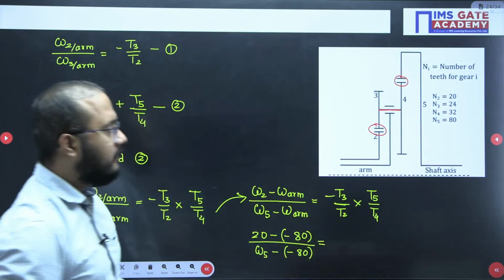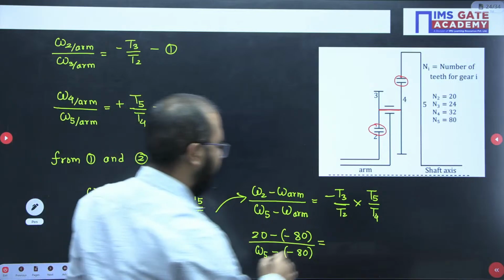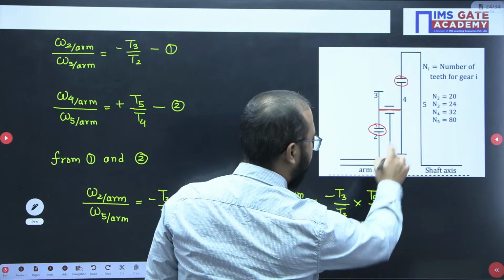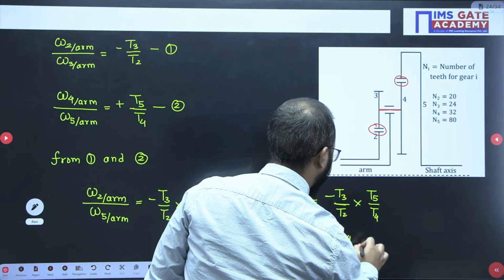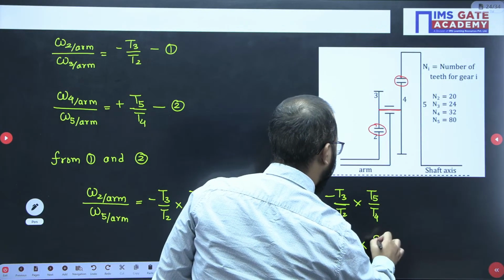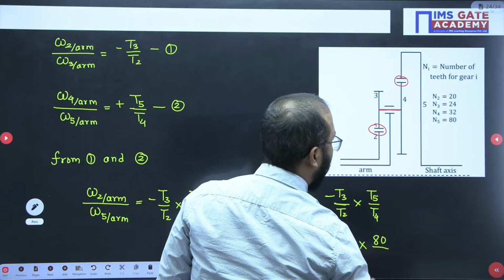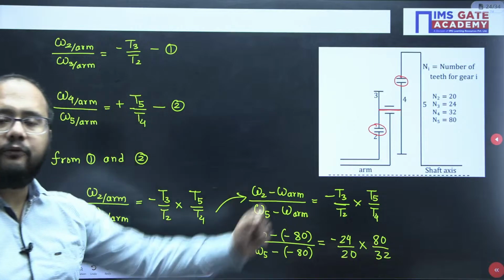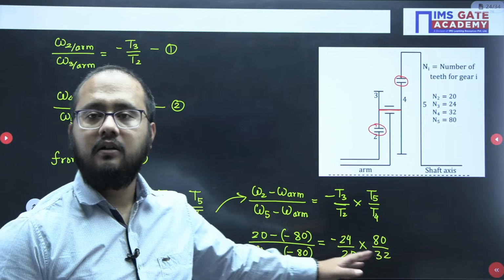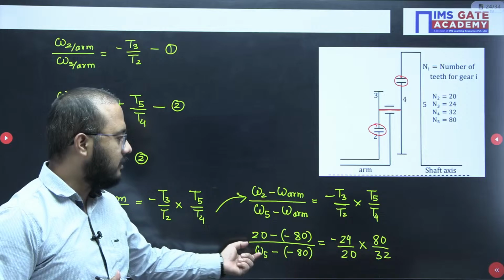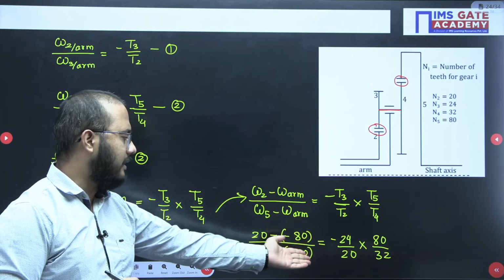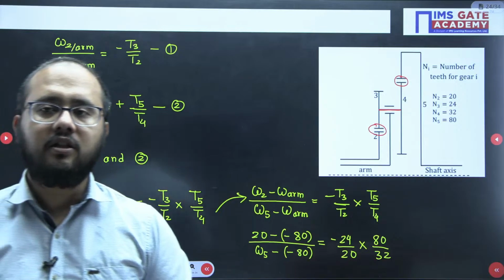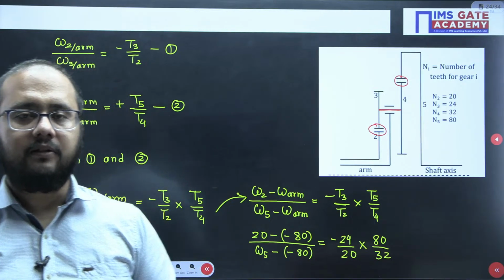T3 value is 24, T2 value is 20, T5 value is 80 and T4 value is 32. So all the values we have put here. Omega 5 we can easily calculate using simple calculations, and you will get the answer for omega 5. So do mention your answer in the chat box, guys, everyone.